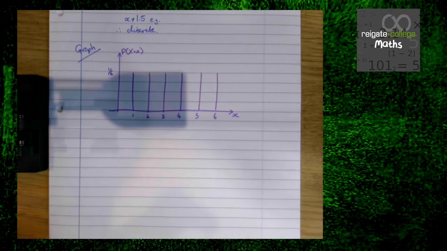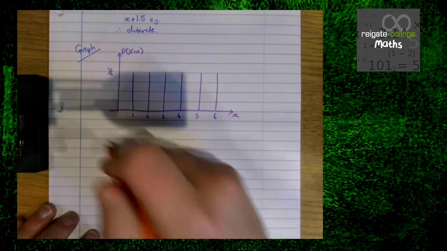The last type is using something called the probability mass function.